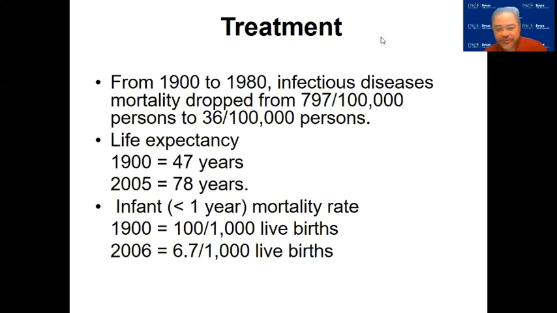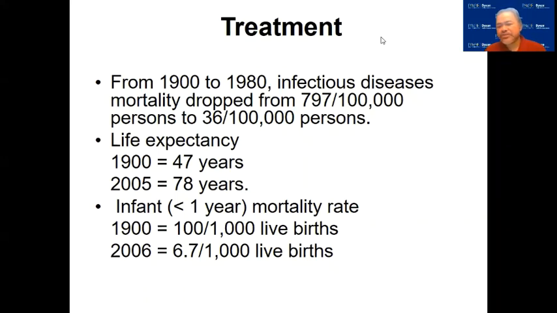Just to give you some history, from 1900 to 1980, infectious disease mortality dropped from 797 per 100,000 persons to 36 per 100,000 persons. The main reason for that is the use of antibiotics. If we look at life expectancy, in 1900 it's 47 years. A century after, it's around 78 years. So there's really an increase in life expectancy, and antibiotics have something to do with it.